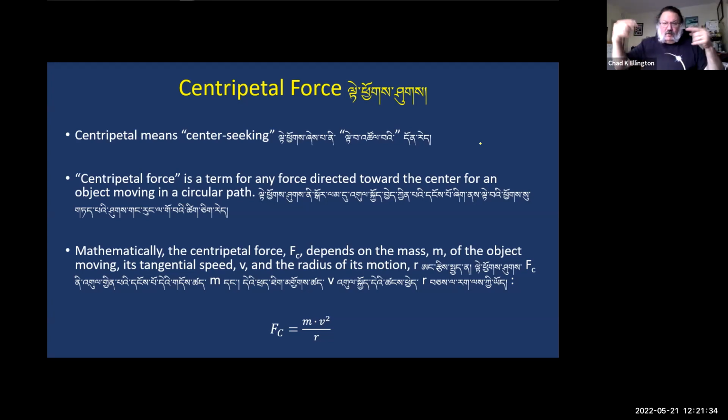So the centripetal force is directed towards the center in the same direction as the acceleration. And then mathematically, the equation is that the centripetal force equals the mass times the speed squared divided by its radius.